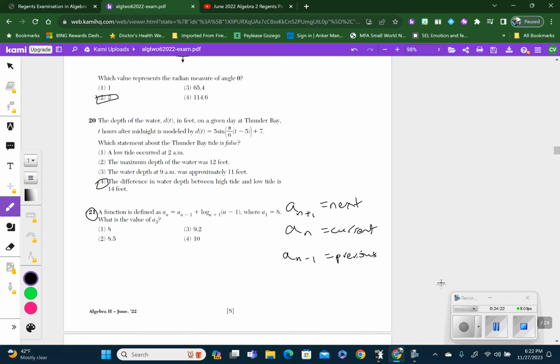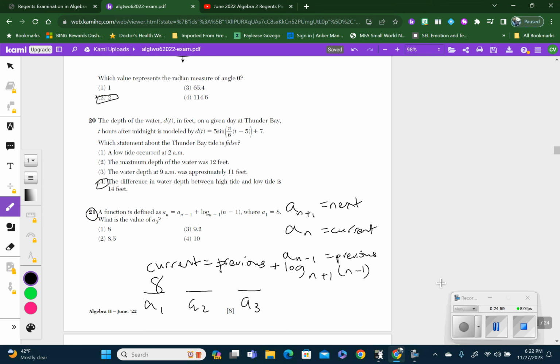Okay. So it's saying a function is defined as AN, which is current, equals AN minus 1, which is previous, plus log of n plus 1, parentheses n minus 1. And then they're saying A1 equals 8. So we have A1, A2, A3. So here's A1, here's A2, and here's A3. They're telling us that A1 is 8. That means that 8 goes there.